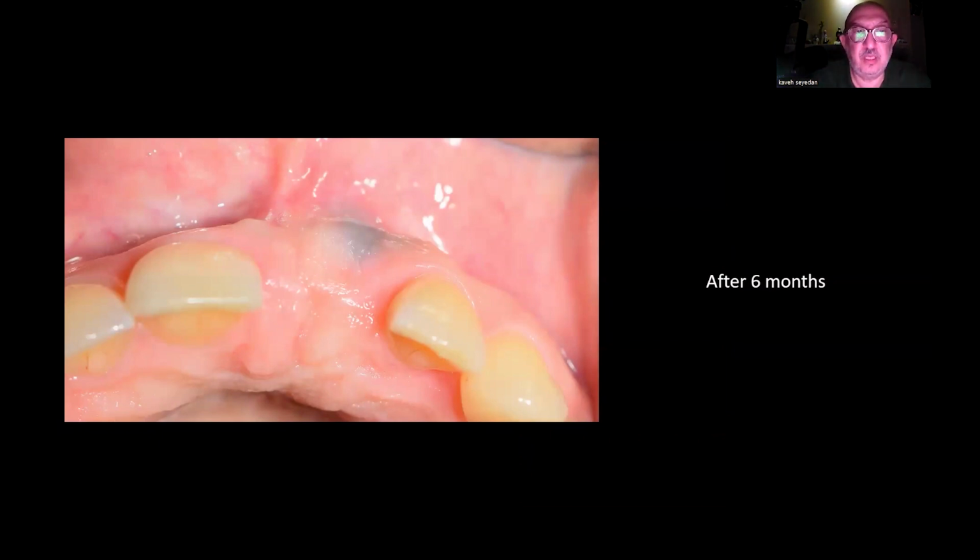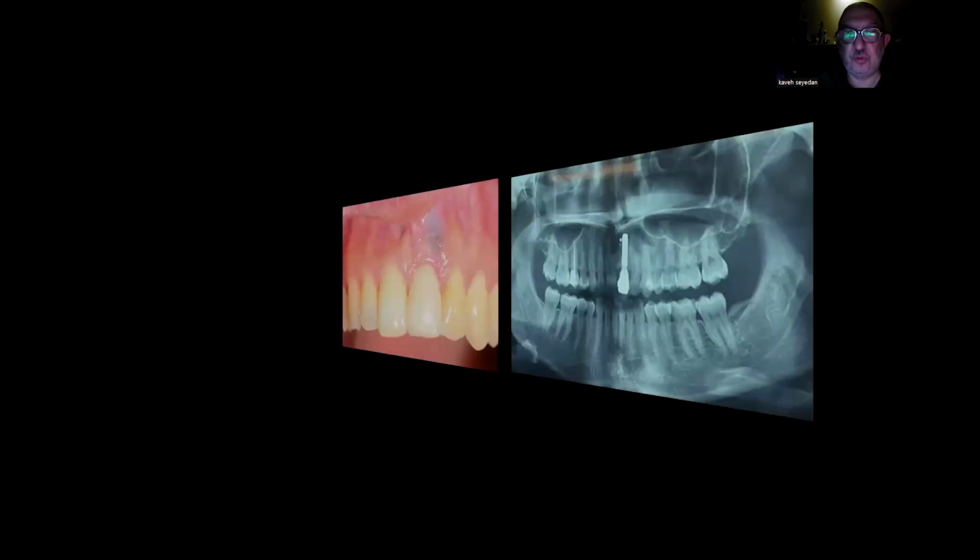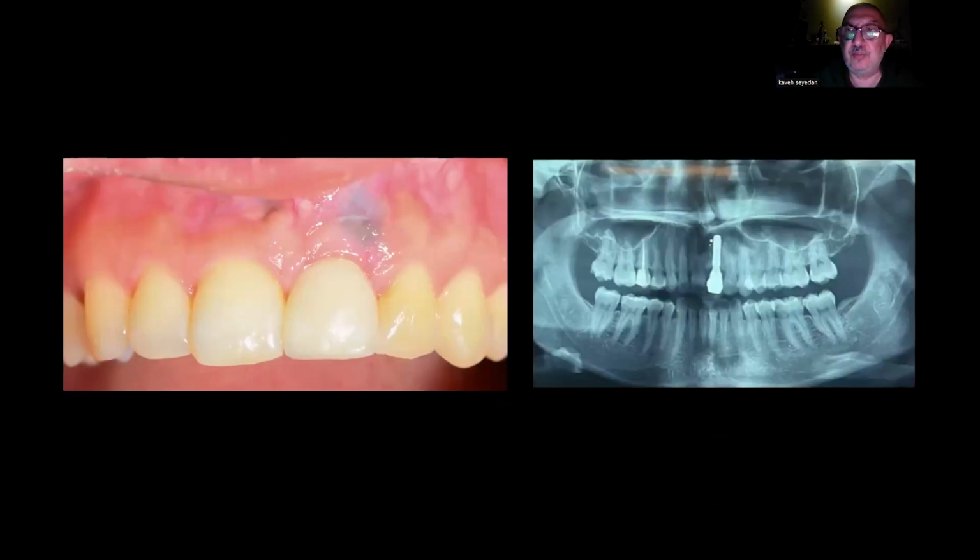After 6 months, he took this photo. There's that metal discoloration because of the remaining metal object in this site, and he referred this patient to another prosthodontist. Another colleague of mine restored it with the zirconia crown. Both the surgeon and the prosthodontist were very happy. They took the photos, they took the panel, and they were quite satisfied with the result.